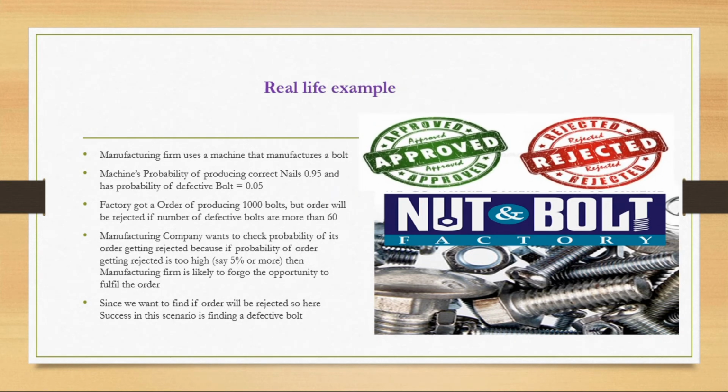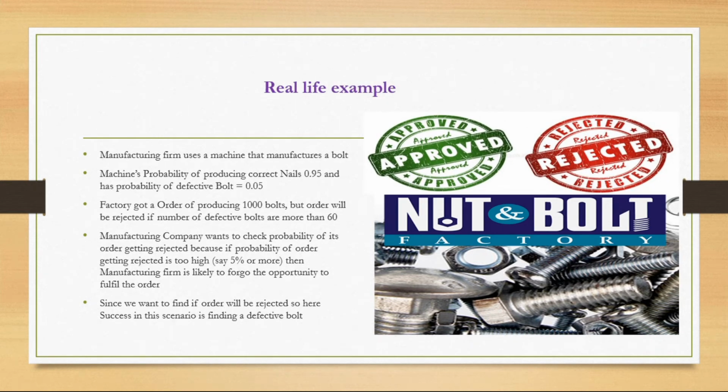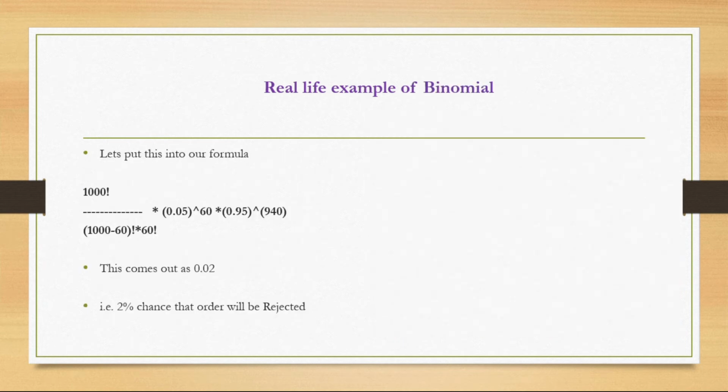Because if the probability of the order getting rejected is too high, then the manufacturing firm is likely to forego the opportunity to fulfill the order. Since we want to find if the order will be rejected, success in this scenario is finding a defective nail. So the probability of success is equal to 0.05 and the probability of failure is equal to 0.95. Let's put this into our formula.